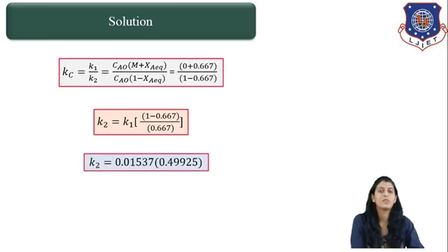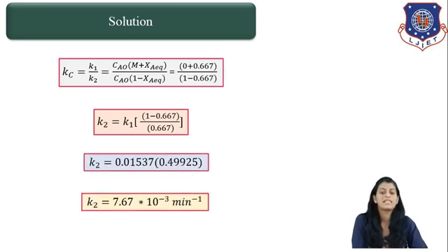So the ultimate value of K2 is 7.67 into 10 raised to minus 3 minute inverse. We have simply substituted the value of K1, which we found in the previous section of the numerical problem, and substituted it here. So we get our K2 value.